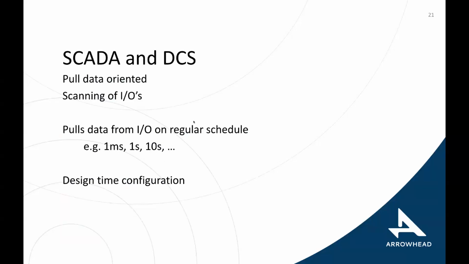So in these systems, we are pulling data on a regular schedule. Some loops need 1 millisecond, others 1 second, 10 seconds, and so on. And this is a design time configuration, how you do this. If you change these schedule times, you need to test again that the DCS or the SCADA system can actually meet all these. Otherwise, you're going to have problems with some of the control loops involved there.